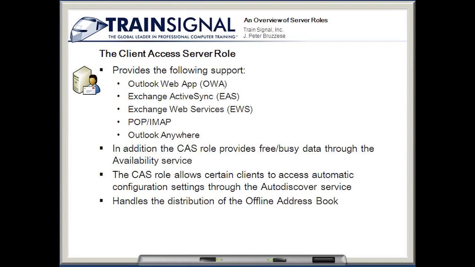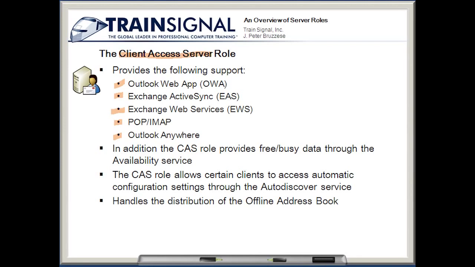The next role we want to discuss is the Client Access Server role. Now, we could easily just go through this and say the Client Access Server role provides Outlook Web App, Exchange Active Sync, Exchange Web Services, POP and IMAP services, Outlook Anywhere, but really, that's assuming that you know what all of these features are. If you do, then you know that the Client Access Server role is incredible. If you don't, then you're probably missing out on what the Client Access Server role really provides.